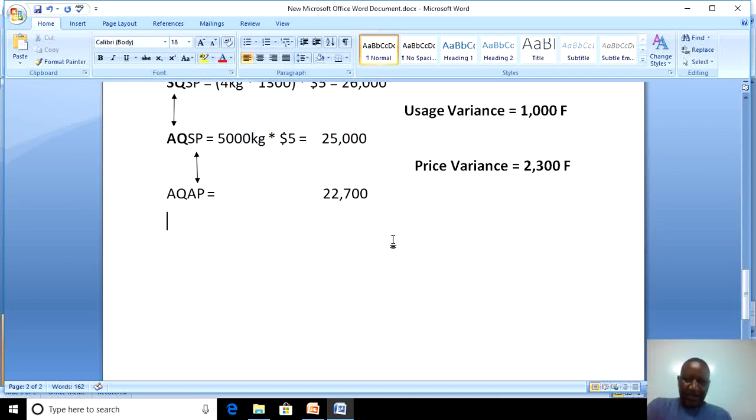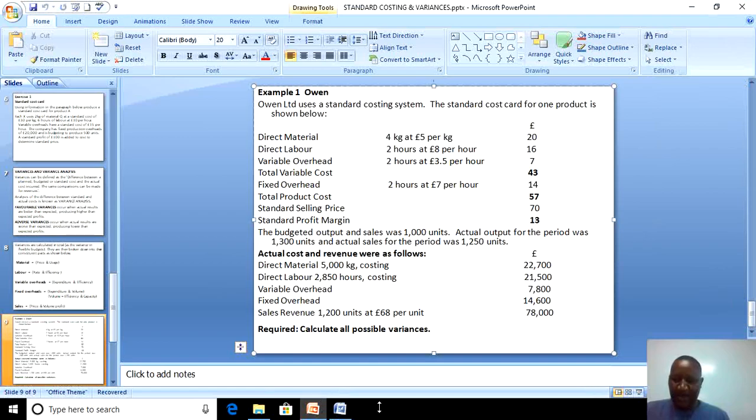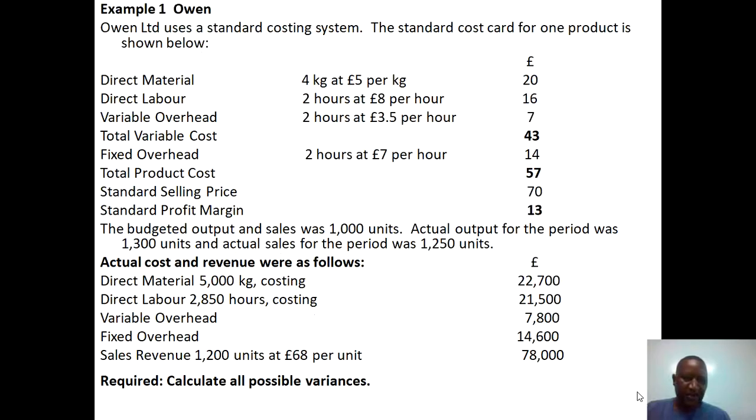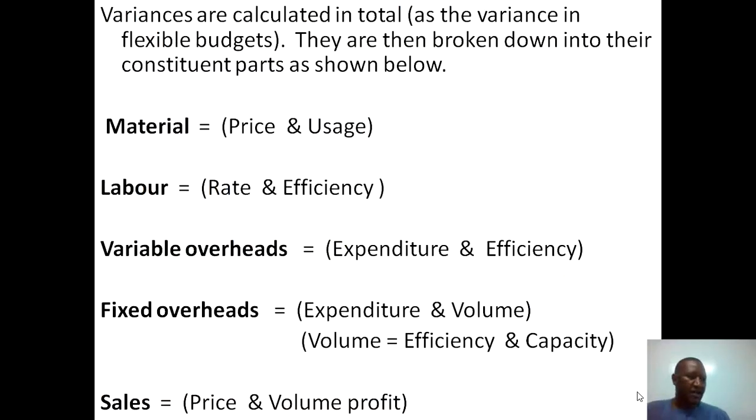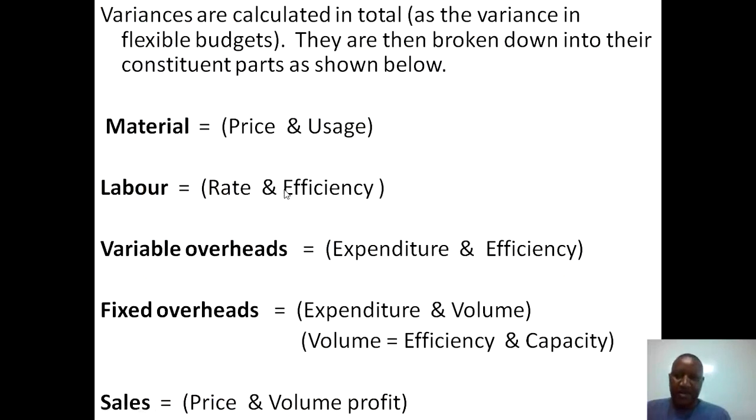Let's go to the second one. Having done the material variances, let's go back to the question and try to look at the other variances that we've talked about. Apart from material variance, we also have labor variance. Under labor variances, we are looking at calculating the efficiency and the labor rate variances. So let's go.